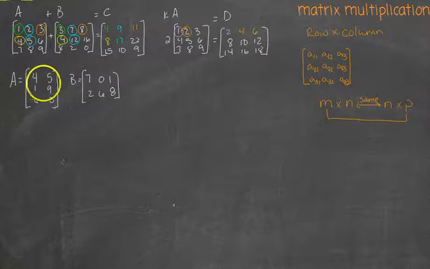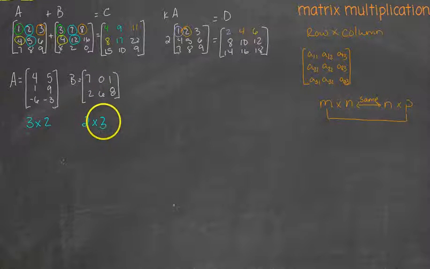So A is a 3-row, 2-column matrix, so it's a 3 by 2 matrix. B is a 2-row, 3-column matrix, so it's a 2 by 3 matrix. These two are the same, so I'm good to go, and I know that my outcome is going to be a 3 by 3 matrix, and I'm going to make use of that to help me with the manipulations that can be a little bit tricky.